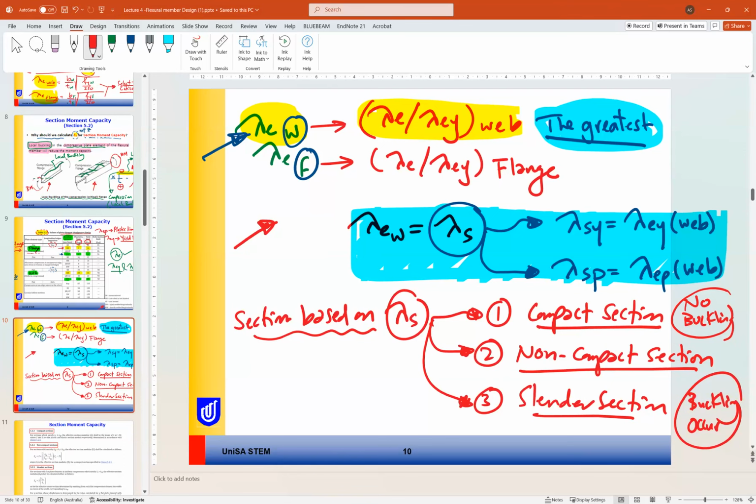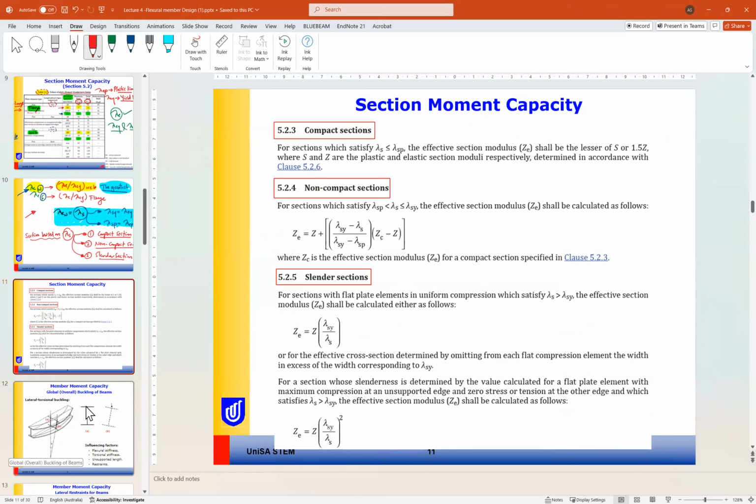So the standard gives us how to decide if the section is cylinder or compact or non-compact. So let's have a look here. We consider the section compact when lambda s is less than or equal to lambda sb. Based on our example, we consider this for the web.